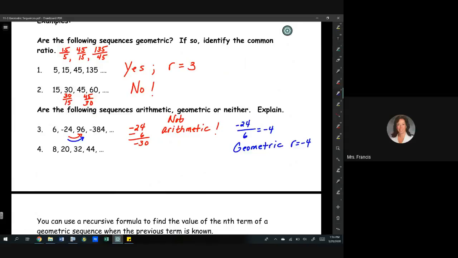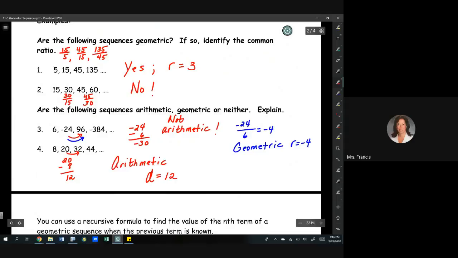All right, let's do it again for number 4. First, we want to see if there's a common difference. 20 minus 8, that gives me 12. Am I adding 12 to get to the next term? Yes, 20 plus 12 is 32. 32 plus 12 is 44. So right out of the gate, we know we have an arithmetic sequence. That saves us a little trouble. We like that. And in this case, our common difference is 12.